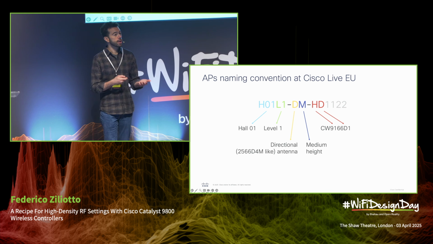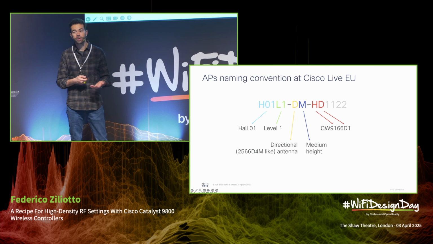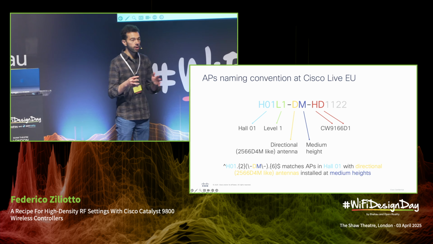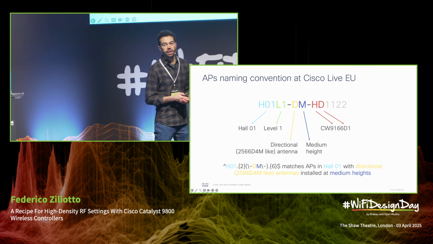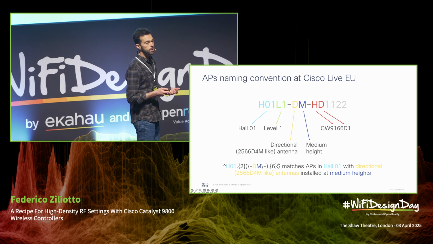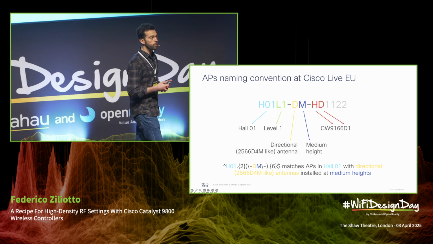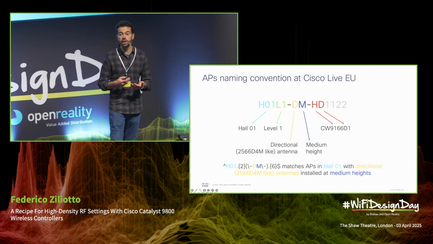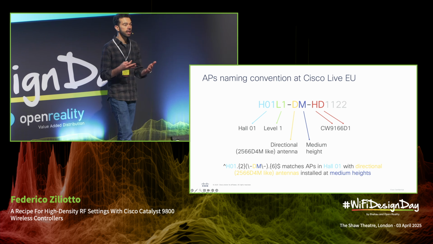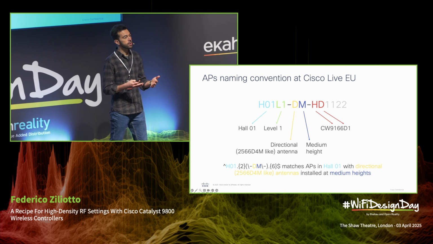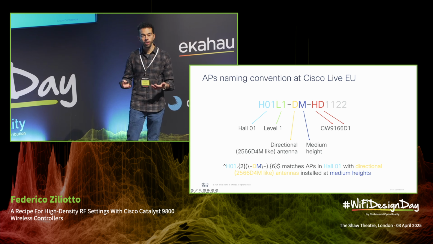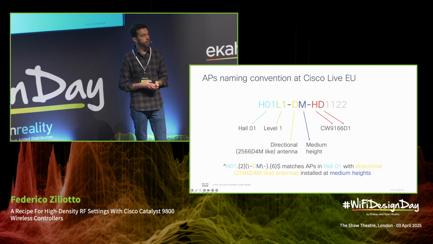Okay, so if I now take back the regular expression I was also using in one of those previous screenshots, and I will leave you a few seconds to check the correctness of that regular expression, we can automatically select all the access points installed in hall 1 with those directional antennas installed at medium heights. Okay, so we can automatically assign the RF tags with the needed RF profiles, with the needed minimum power level threshold for those access points not to go too low with their transmit power.